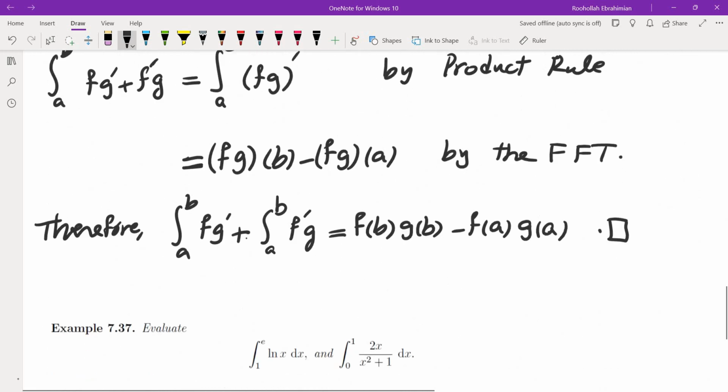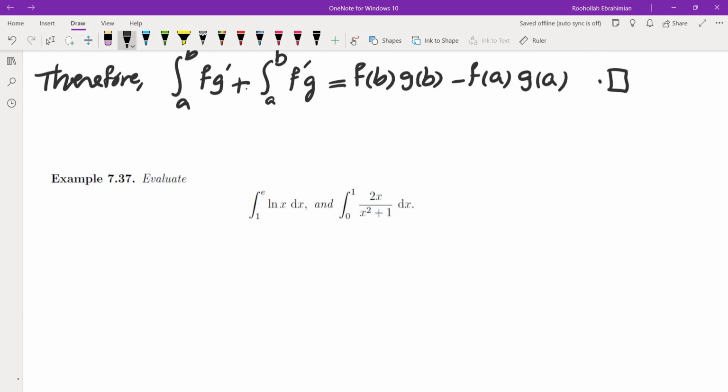Okay, so this proves the integration by parts. Integration by parts follows from product rule, additivity, and first fundamental theorem.